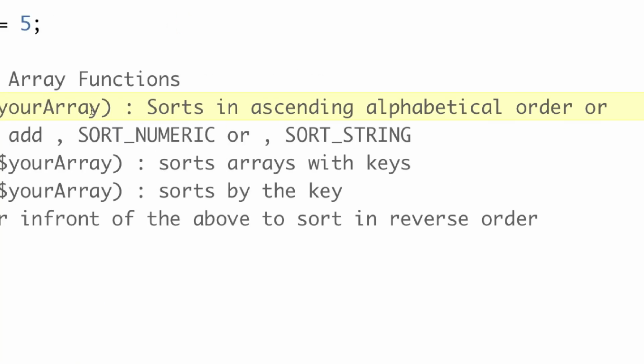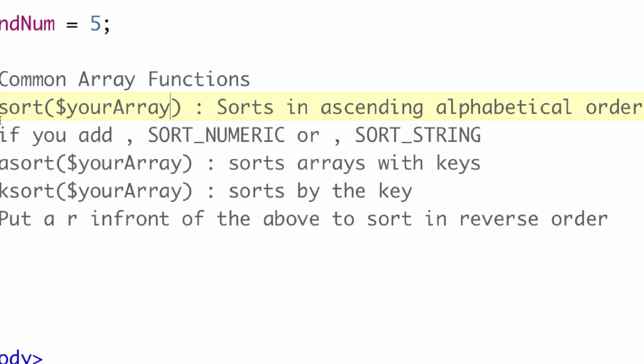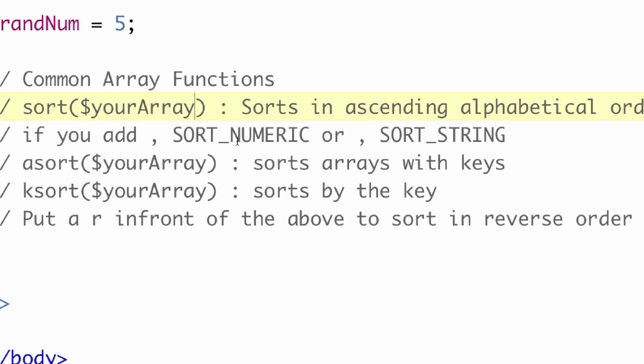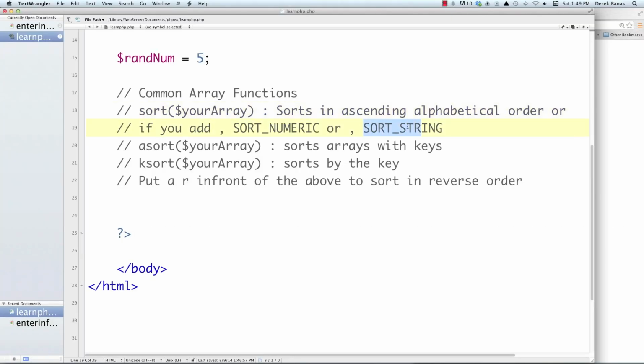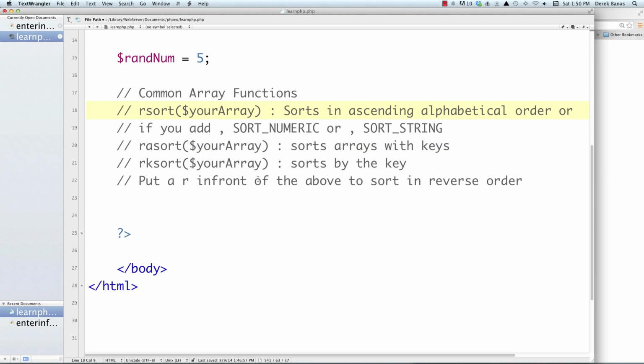If you would come in here and put another comma right there and type in sort numeric, it'll sort in numerical order. Or if you type in sort string, it's going to sort everything as if it is a string of characters. A sort is going to sort the arrays with the keys. It's going to keep the keys together. K sort is going to sort by the key names instead of the actual values. And you could put an R in front of any of these, and it is going to give you a reverse sort, just like that.